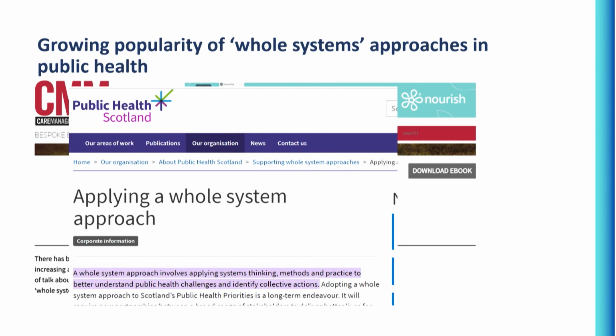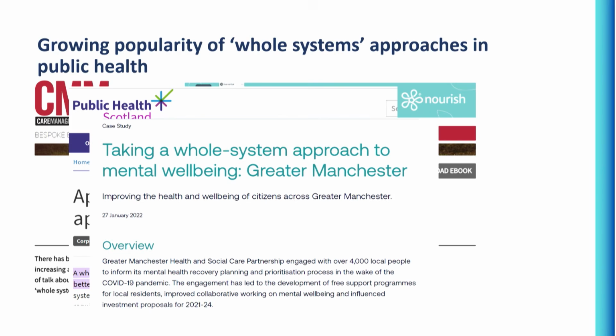Another example is from Public Health Scotland, the country where I lived for more than 10 years. Here they're using a whole systems approach to apply systems thinking to better understand public health challenges and identify collective actions. I believe they have focused on one area, obesity, which can be addressed through a whole systems approach. Sorry, these are all UK examples, but I think they're really forward in bringing these kinds of approaches to public health.